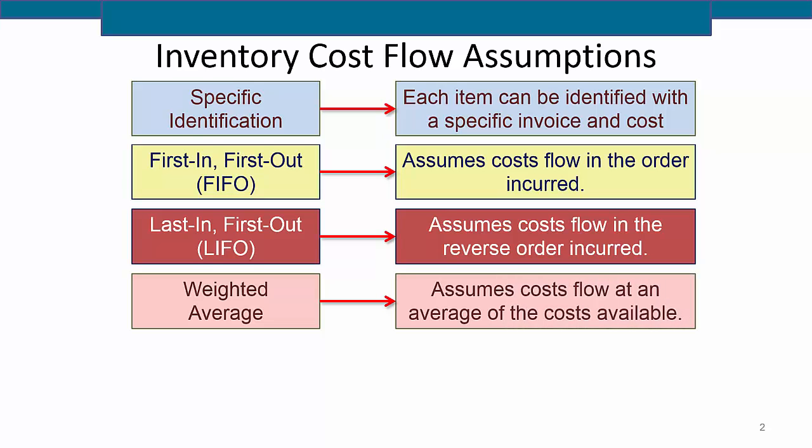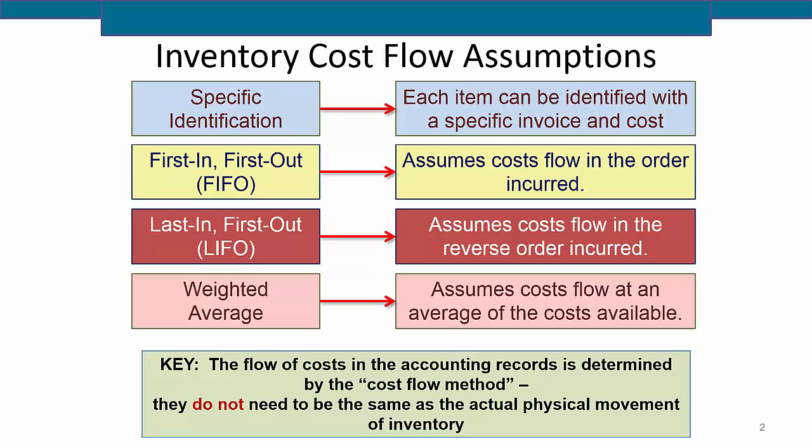Finally, weighted average cost averages the cost of beginning inventory and purchases together to come up with an average cost for items sold and in the residual ending inventory. And a final important note. The flow of costs in the accounting records is determined by the method selected. They do not need to flow the same way that the physical inventory products do. The cost flow assumption selected by a company can have a huge impact on gross profit and on inventory balances. And we'll see more about this later in this chapter.